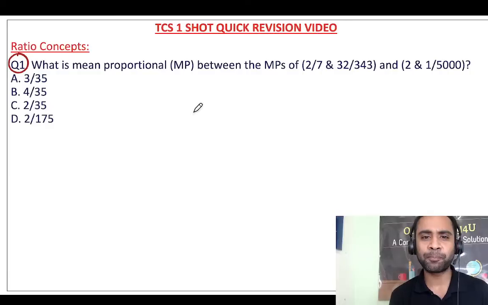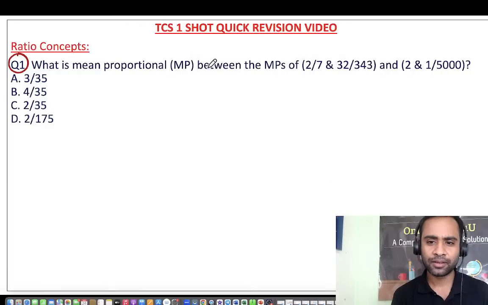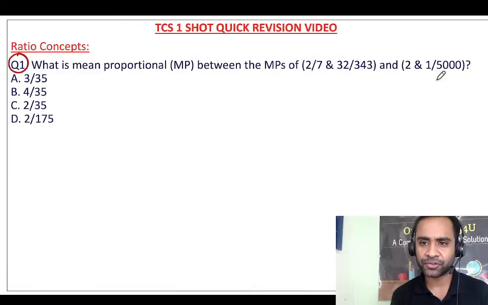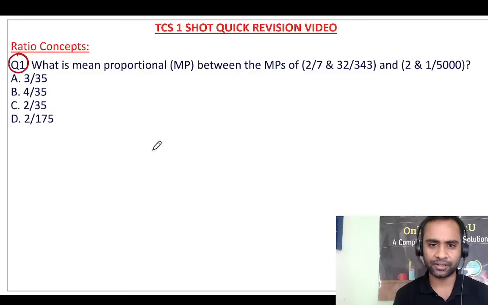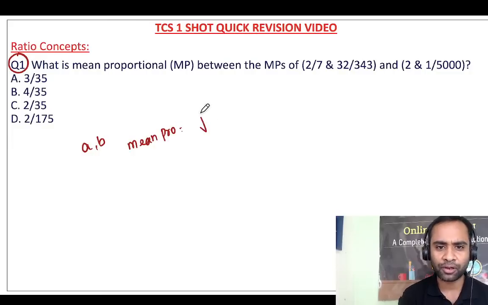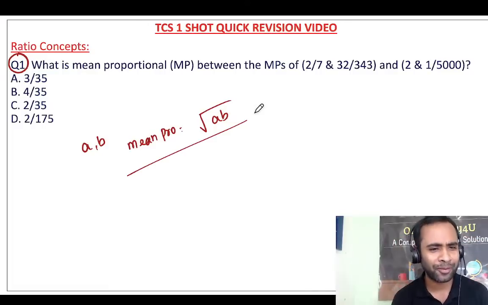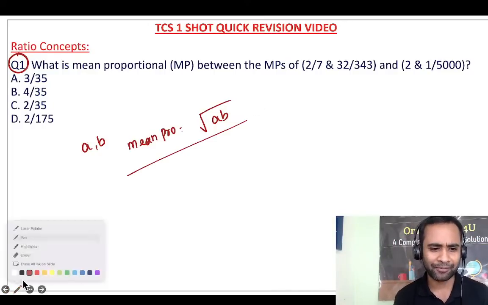What is the mean proportional between the mean proportional of this and this, right? Now, if we have A and B, and we have to calculate the mean proportional, sir, just now you taught the square root of AB. Again and again I am teaching the same thing so that it gets stored in your mind. Okay, clear, very good.